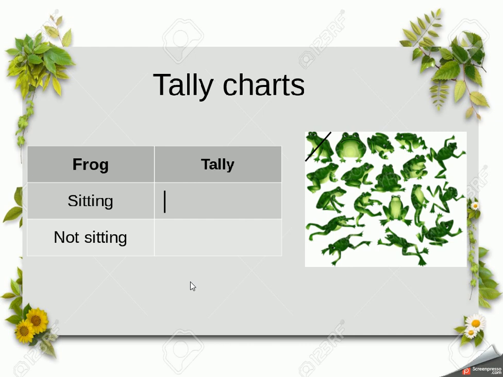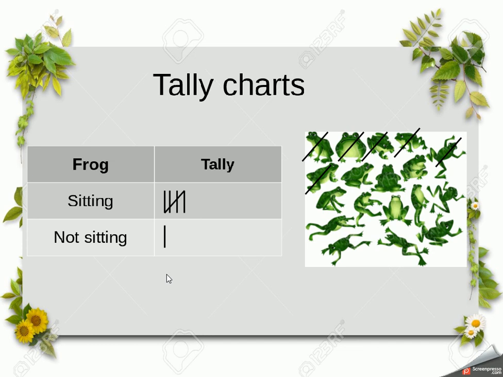So the first frog is sitting, so we're going to put a tally in the sitting row here. In the tally column we put the tally mark across from the sitting category because the frog was sitting. The next 3 are sitting as well, so we'll just add another 3 marks. First time we've got a non-sitting frog, so again we have to go to the other row, go across and put a tally in that one.